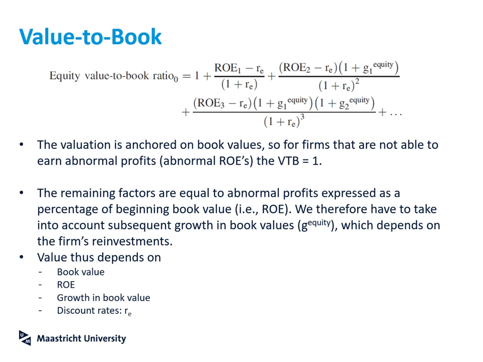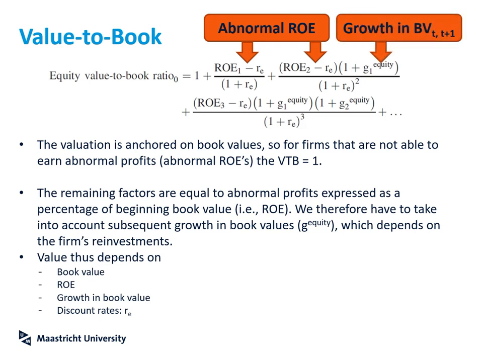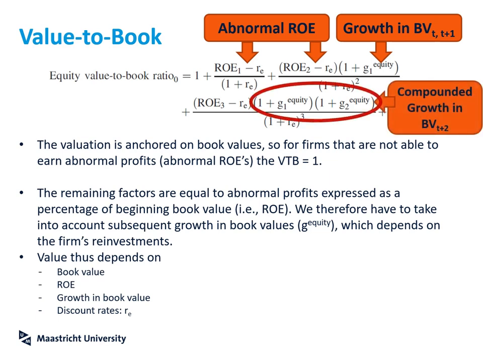So the valuation is anchored on this beginning book value. And if we don't earn abnormal profits, value to book should be equal to 1. Then we can increase our value to book by earning an abnormal return on equity. But we have to take into account in later years that this is earned on this growing book value base. So for G1 equity, this is earned on the book value at the end of year 1 and not the book value that we had at the beginning. So that's why we take into account this book value growth. And we have to look at the compounded book value growth for the subsequent years.